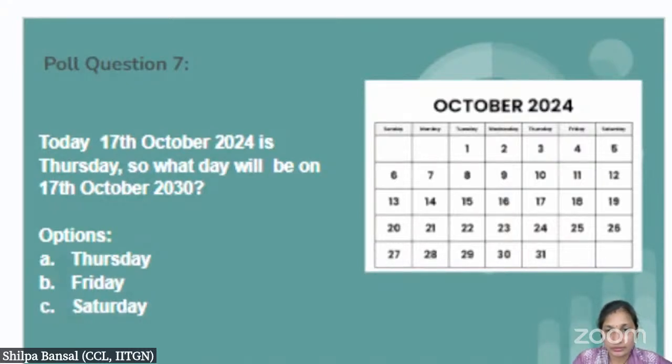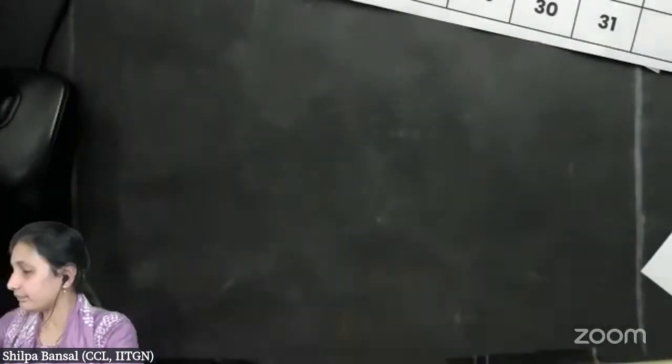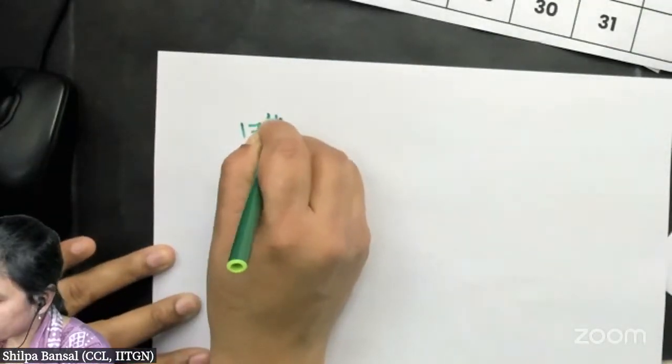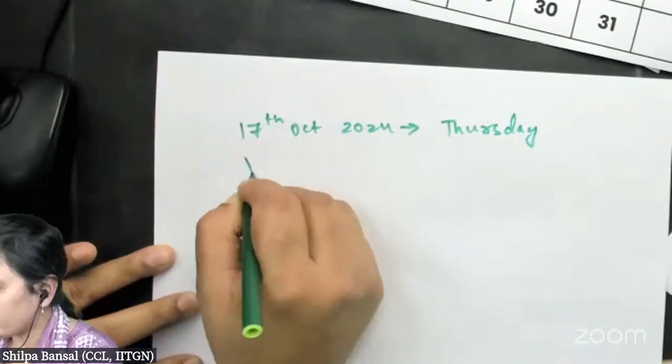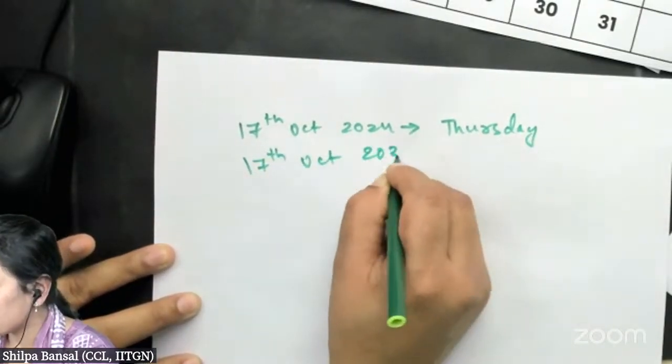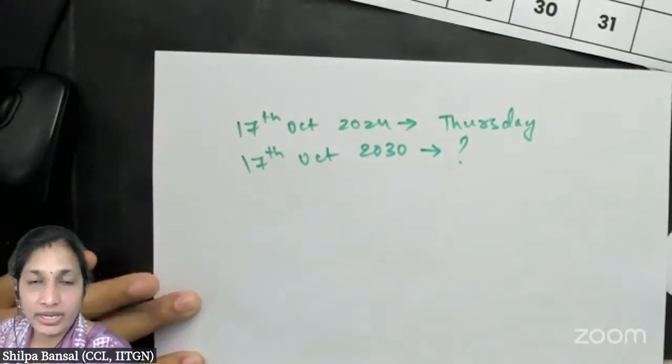So all the responses, Friday we are getting, also we are getting Thursday and Saturday also. So let's see, once again you revisit your answer. Do you want to correct it? Thursday. Okay. Let's see. So we have to use that logic only. I know today's date is Thursday. I need 17th October. Already we have done this one. What is 2030? So what we will do?